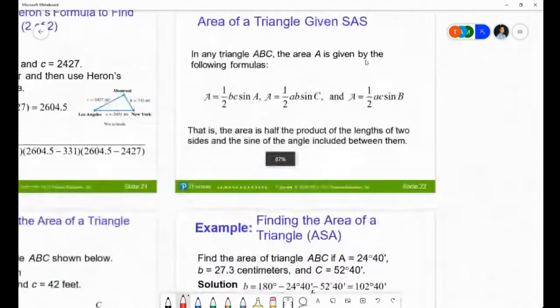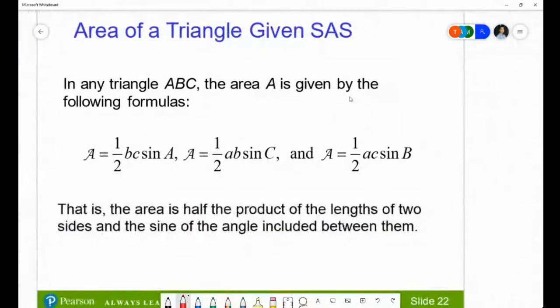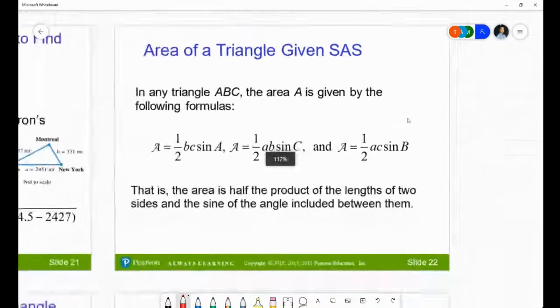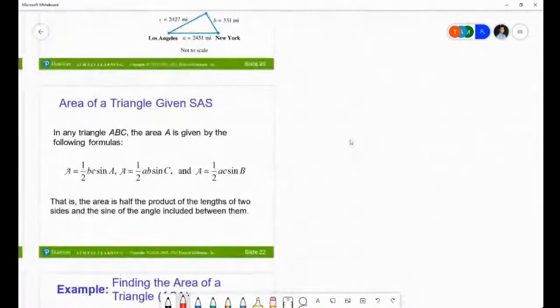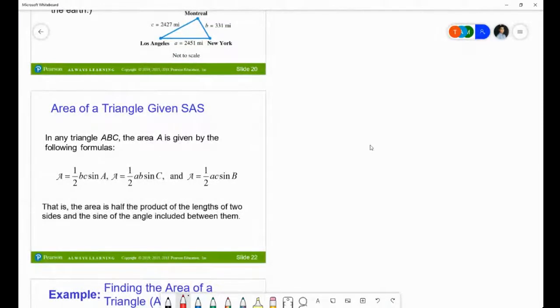Okay, so area of a triangle given side, angle, side. Let's look at how we arrive at this formula. When we have a triangle that is given side, angle, side, it may look something like this. So here's a side that's given, angle, side. If we have side, angle, side, we are able to find the height, which is this one. All right, so let's just say A, B, C. So B here, C here, and A here.